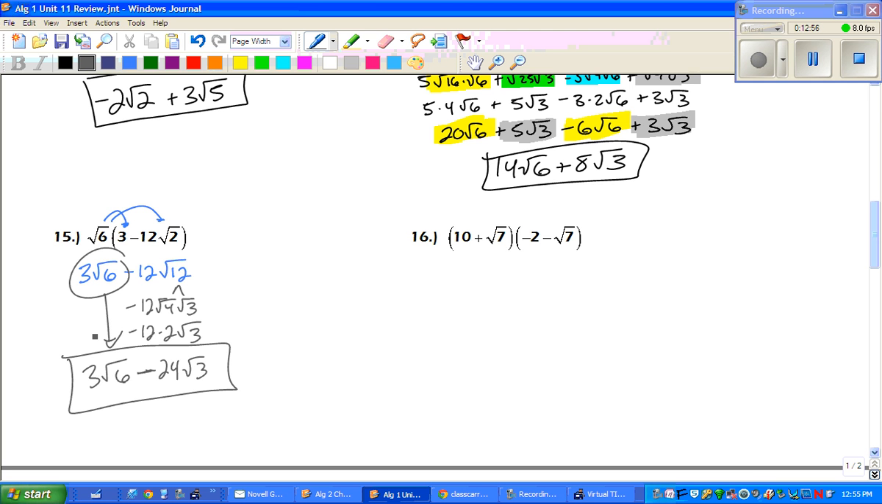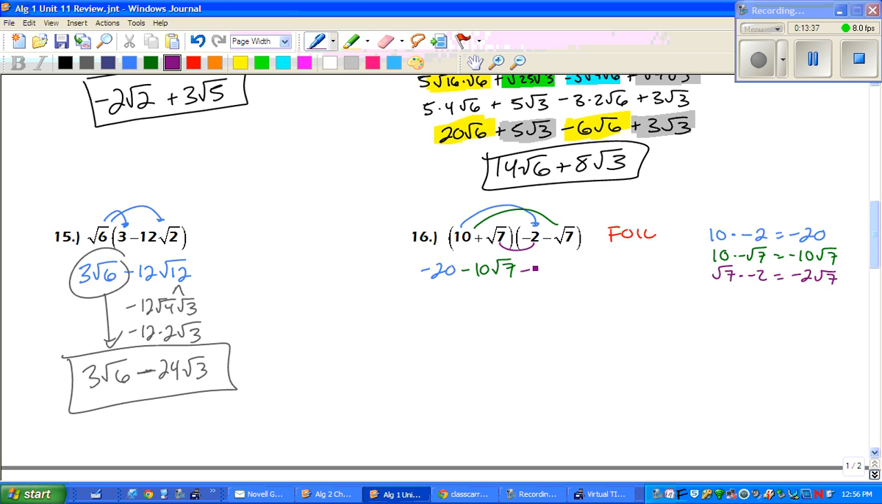Alright, number 16. 16, we need to do FOIL, or the box method. I'm going to do FOIL, okay? So, that's 10 times negative 2 is negative 20. I need to do 10 times negative root 7, which is negative 10 root 7. You have root 7 times negative 2, which is negative 2 root 7.